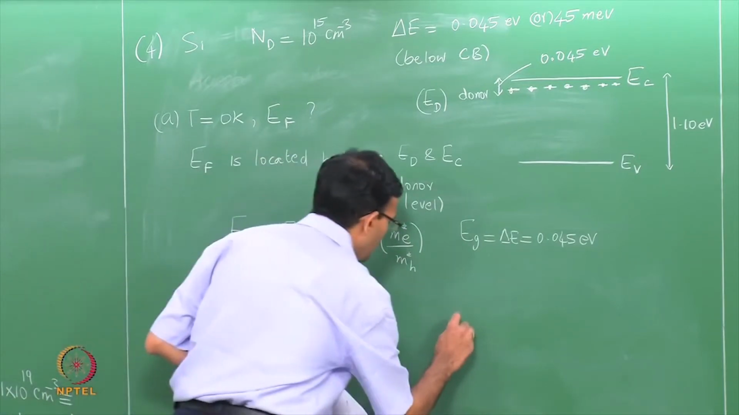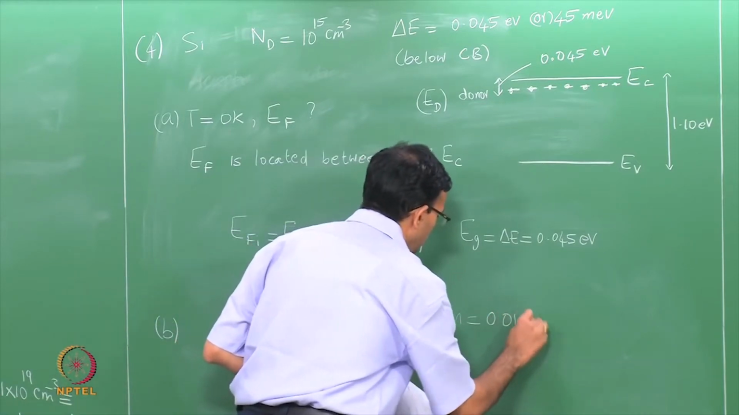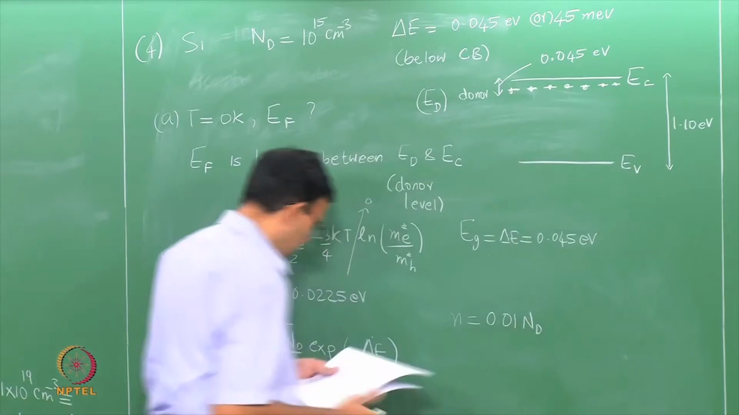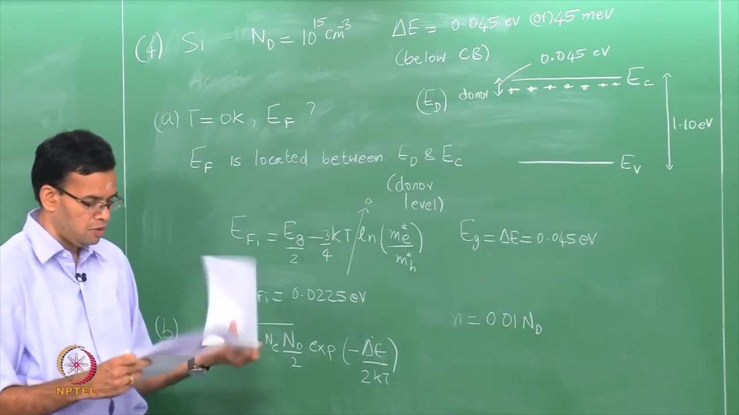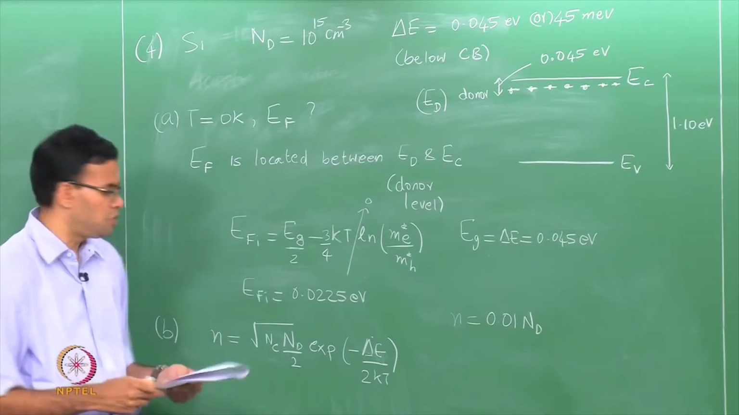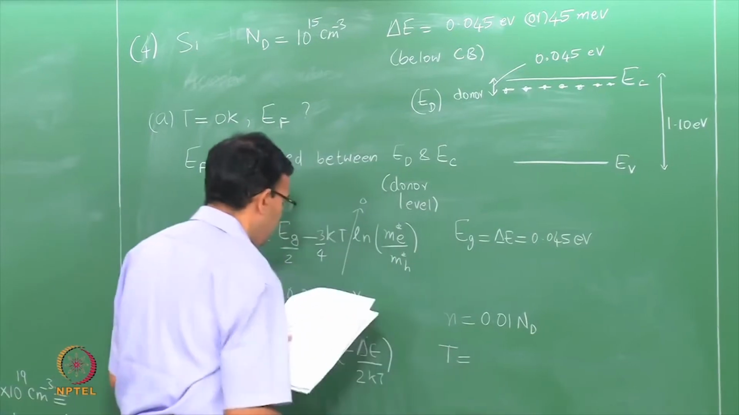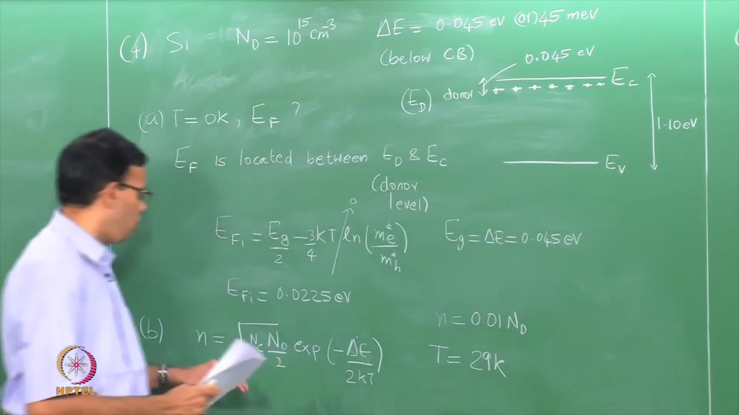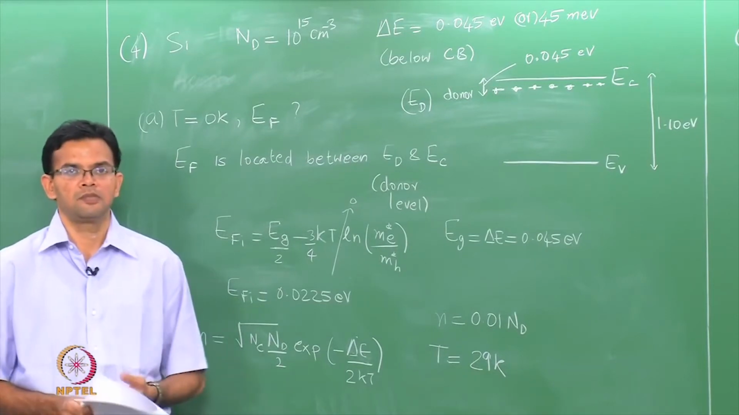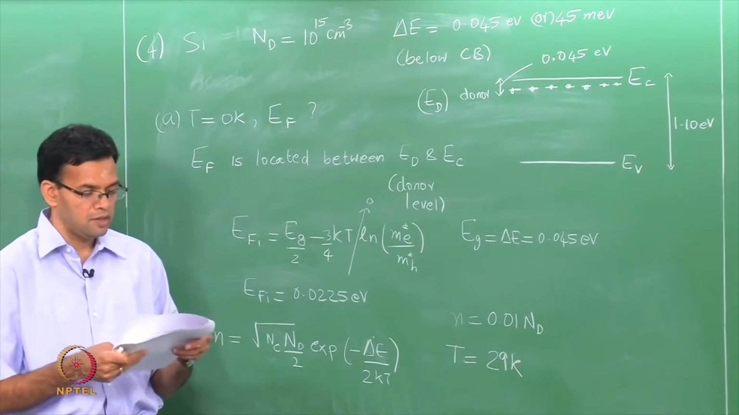N, the question says, is 1% ionized, so 0.01 Nd. So, everything else is known except for the temperature. So, this we can substitute in. So, temperature we can calculate to be 29 Kelvin. So, all we have done is to take the expression for an intrinsic semiconductor and then modify it.